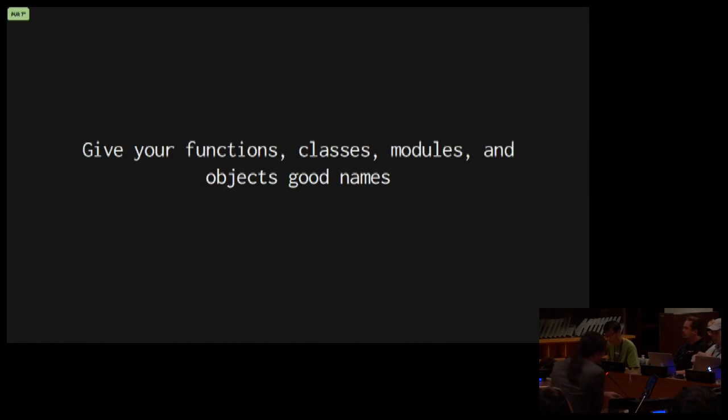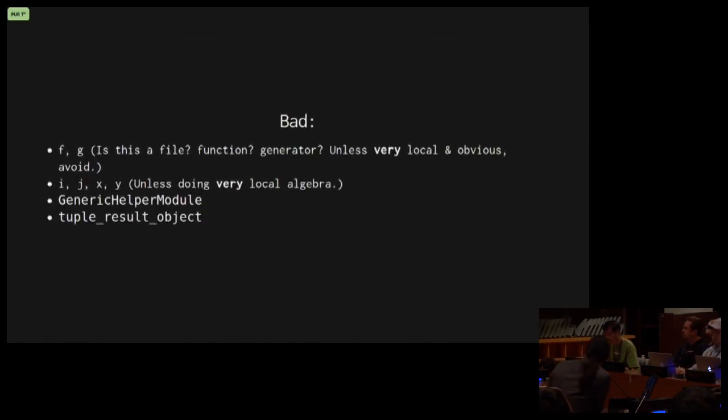Give your functions, classes, modules, and objects good names. Okay, so we call something F, G, I, J, X, Y. So what are these things? If we're doing local algebra, that makes sense, maybe. If it's I, if it's A, B, and C at the beginning of the module, and the module grows to 500 lines, no one wants to deal with that. Generic helper module. I just have a personal bias against the word helper.